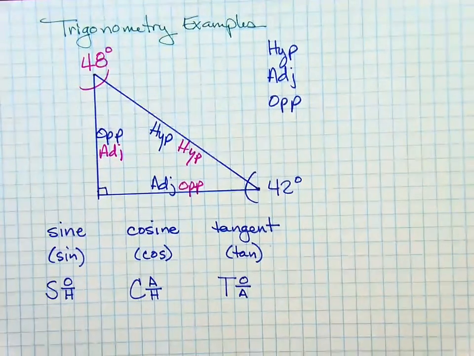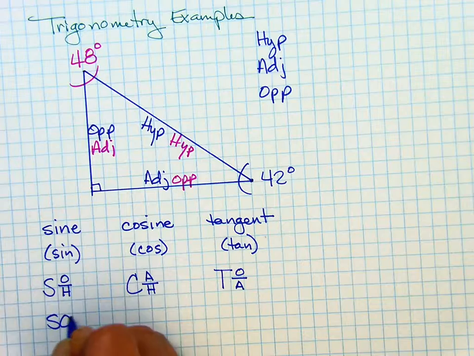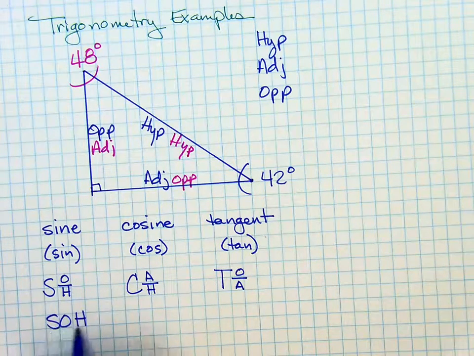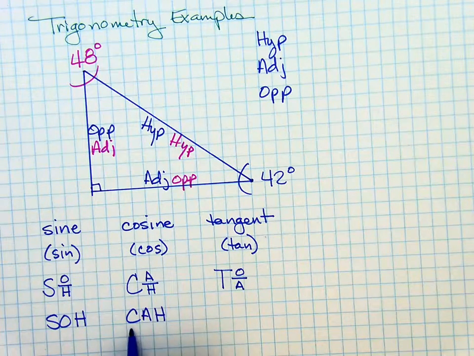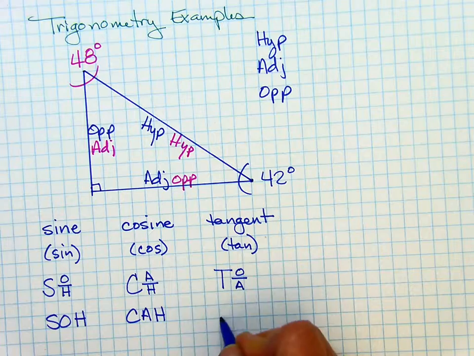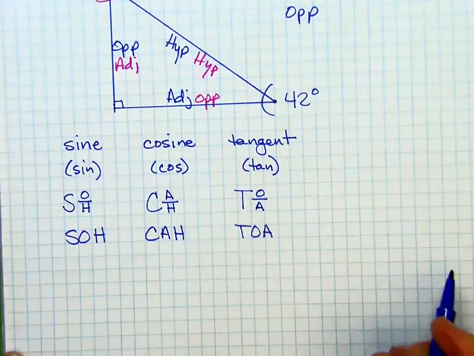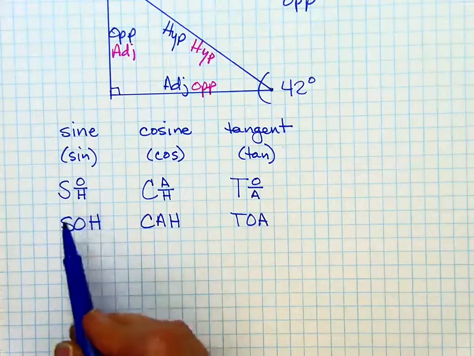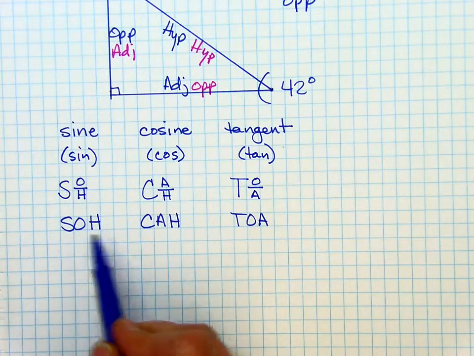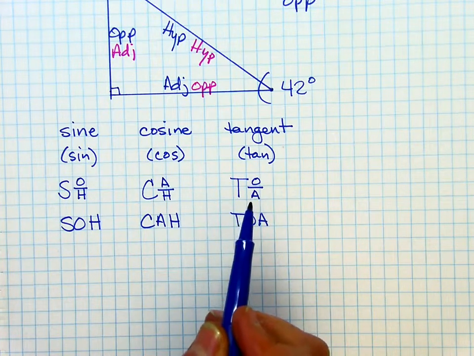Now another way to write these out is: soh, sine opposite hypotenuse; cah, cosine adjacent hypotenuse; and toa, tangent opposite adjacent. Okay, so with all of your problems that we're going to do on the assignments, I want you to write Sohcahtoa, whether it's like this or like this, on your paper for each problem.